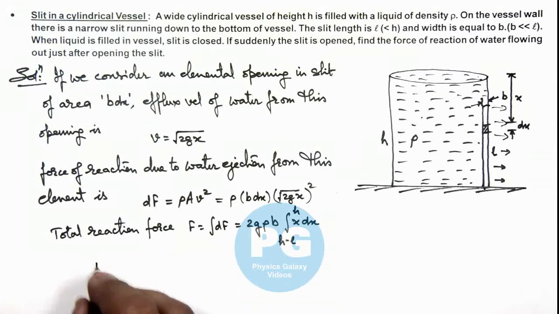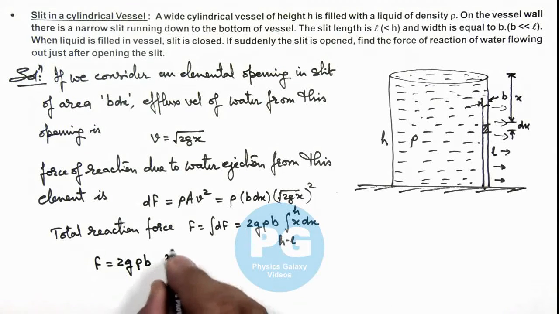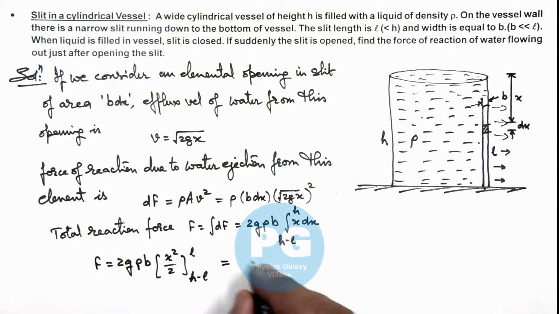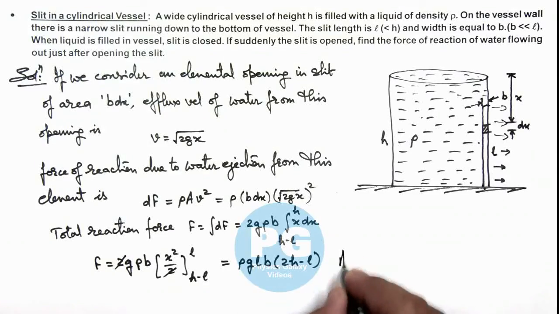If we integrate this, the value of the force will be given as 2gρB multiplied by its integration, x squared by 2, and we apply limits from h minus L to h. Now you can simplify after substitution of limits. This 2 gets cancelled out, and the final result we'll be getting is ρgLB multiplied by (2h minus L). That will be the result of this problem.